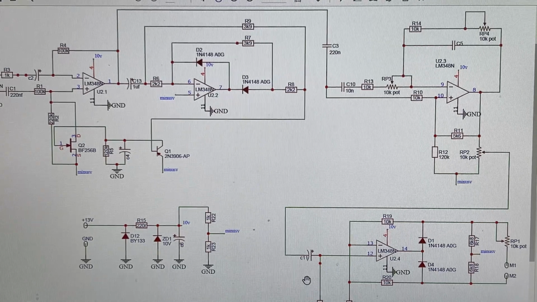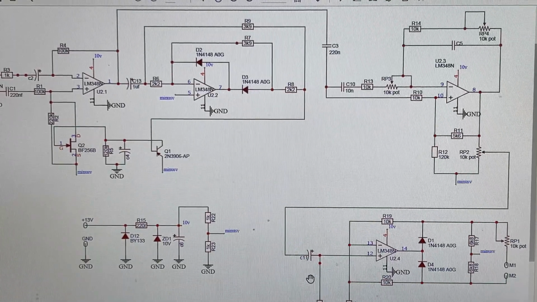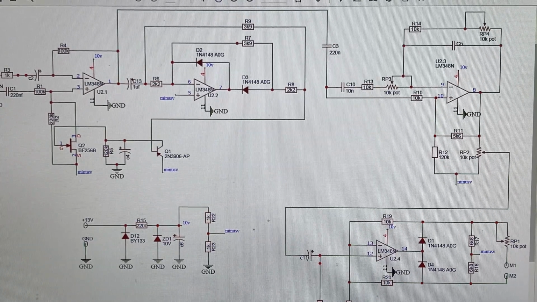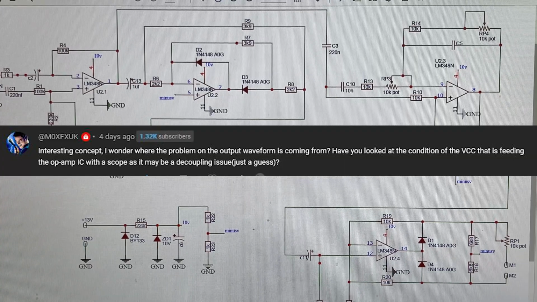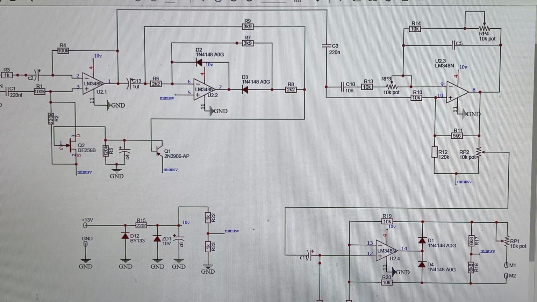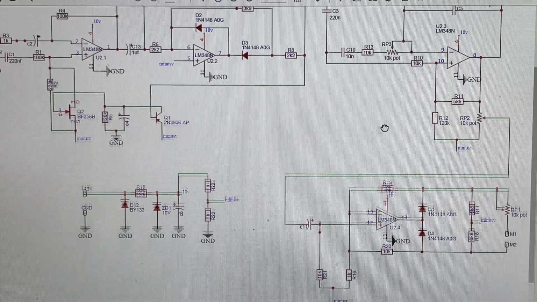So here we have the schematic diagram, which I'd linked in the comments of the first video after somebody put an idea in my head, Mr. M0XFXUK said something about decoupling. Maybe it's a decoupling problem. Well, he was kind of right. He was kind of right. So thank you for that comment, because it got me thinking. So let's have a look at the diagram.